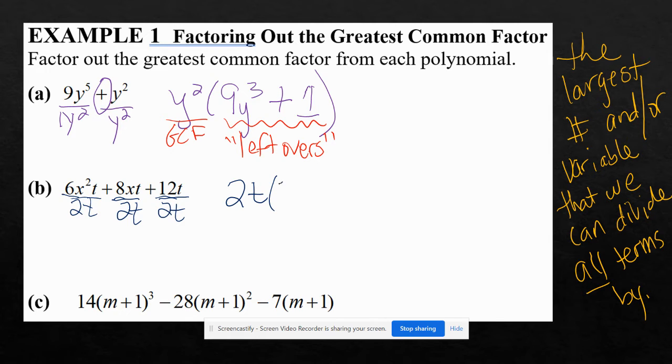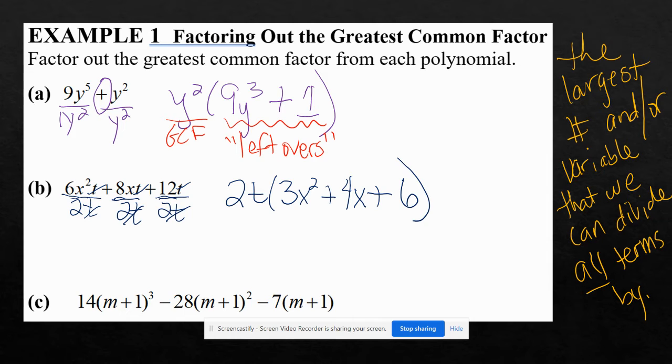6 divided by 2 is 3. The x squared. The t's reduce out, and there's no t's left. Then we have a plus sign. 8 divided by 2 is 4. We have the x. The t's reduce out. Plus 12 divided by 2 is 6. The t's reduce out, so we just have 6 left for that last term. So this is our factored form.